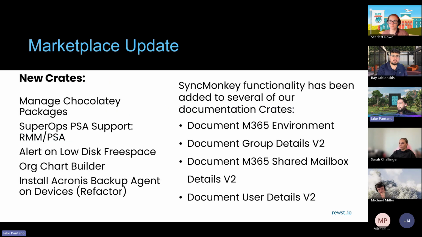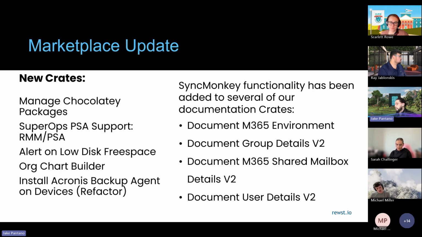Now, the next slide here is around marketplace updates. So we have a few new crates. The first one being to manage Chocolatey packages. We also have SuperOps PSA support for RMM and PSA. We have a learning on low disk and free space. We also have an org chart builder, which might be useful to a lot of people. And we also have an install Acronis backup agent on device as a refactor of the original crate. We also have some SyncMonkey functionality that's been added to several of our crates. So the documentation crate for the M365 environment, document group details V2, document M365 shared mailboxes details V2, as well as user details.